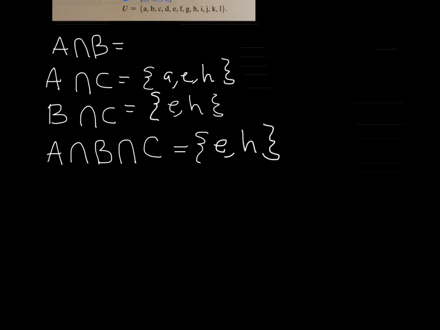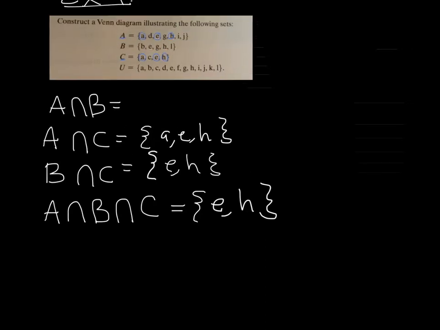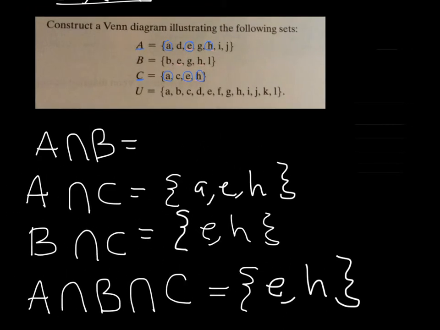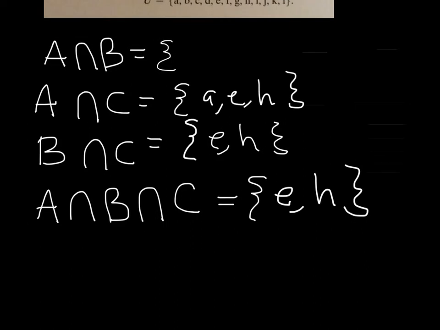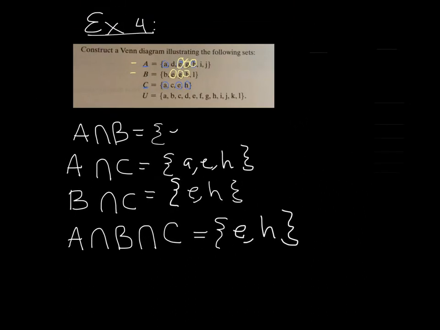Okay. So A intersection B. So what's in common with A and B? And again, we do the same thing. A and B looks like E is in common, G is in common, and H is in common. And so E, G, and H. Okay, so we found the intersection of these 4 sets.